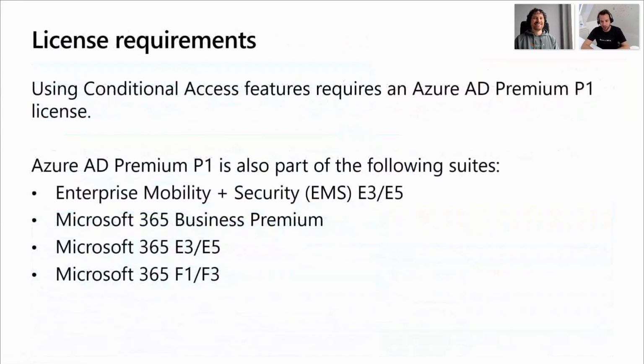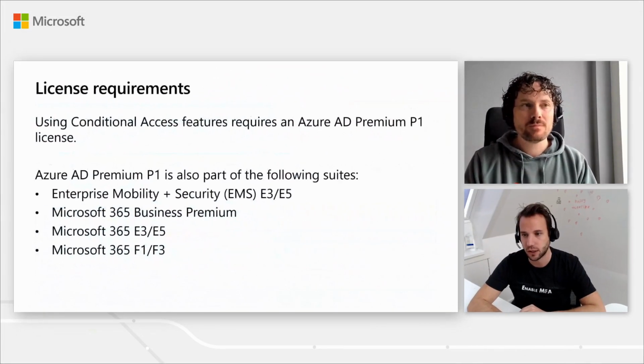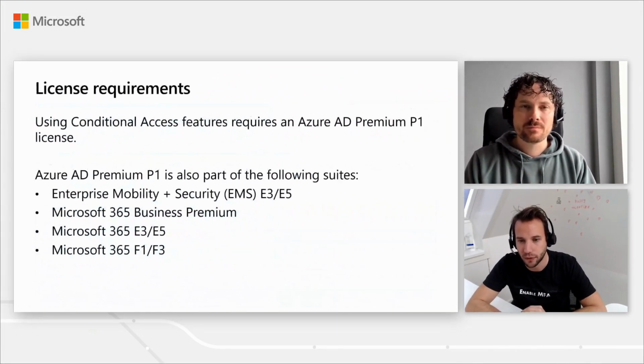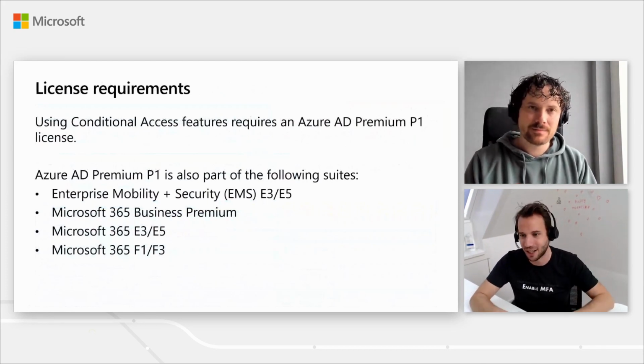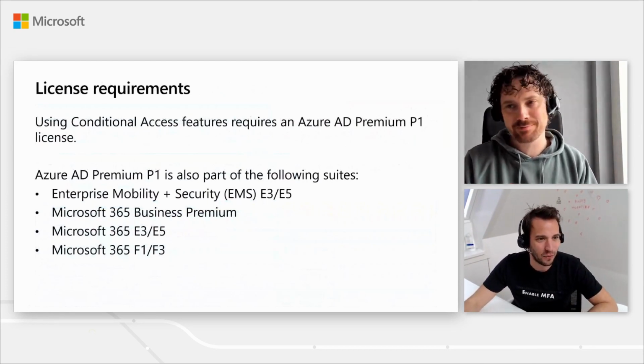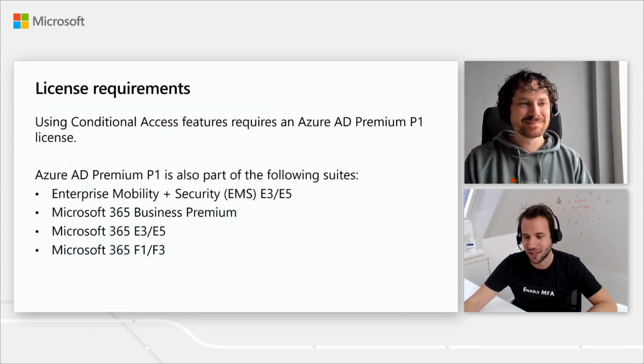I think Peter already covered a little bit of the license requirements. Conditional access, the difference with security defaults, requires a Premium P1 license for the core functionality. And P1 is also part of all the suites. We're not licensing experts. So it's one of the questions that always comes to mind.